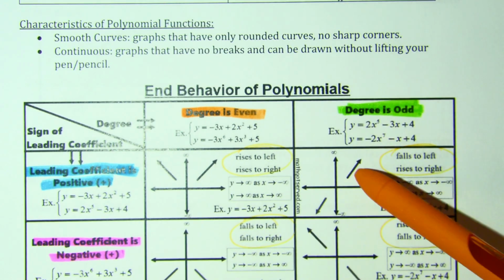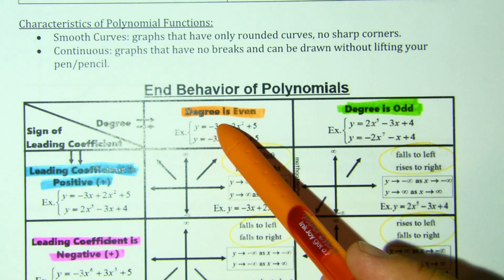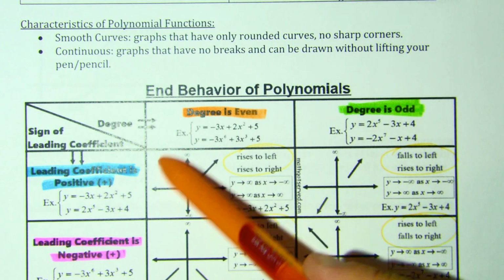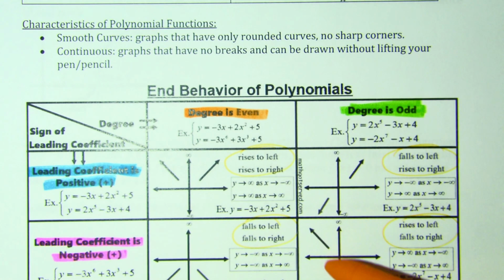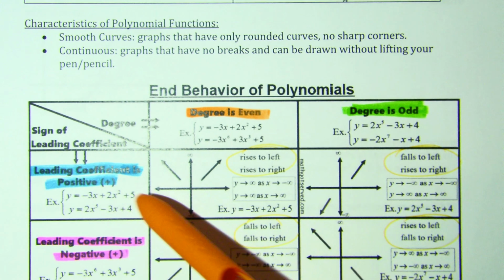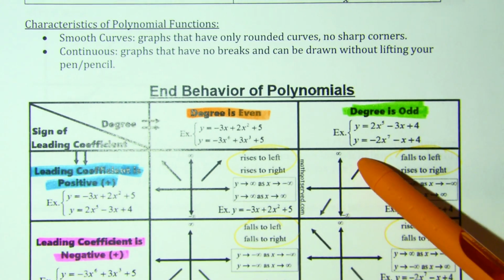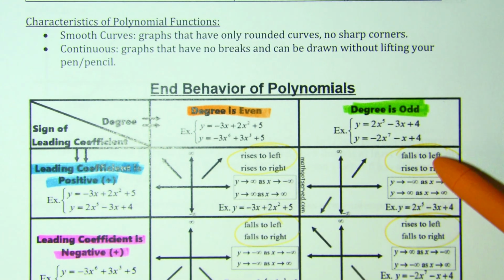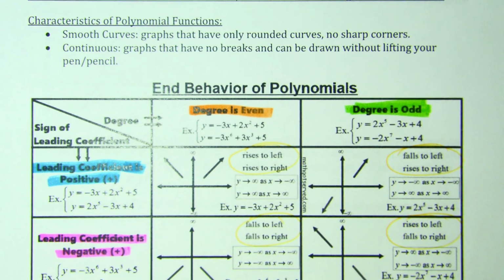If the degree is odd, then those ending arrows are going to be going in opposite directions. So with the degree being even, the ending arrows are going in the same direction, either both up or both down. If the degree is odd, then the ending arrows are going in opposite directions. If the leading coefficient is positive, it has a positive slope like this. If the leading coefficient is negative, it has a negative slope like this. Again, falls to the left, rises to the right, rises to the left, falls to the right.